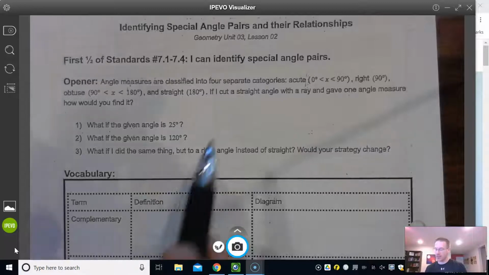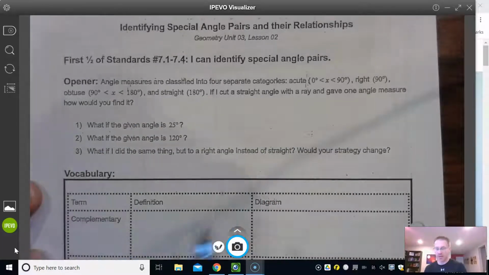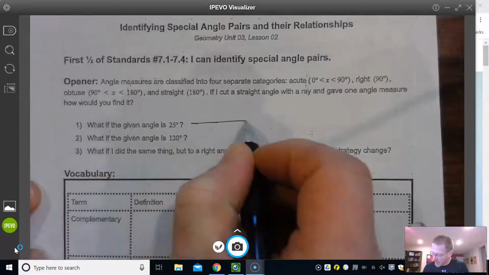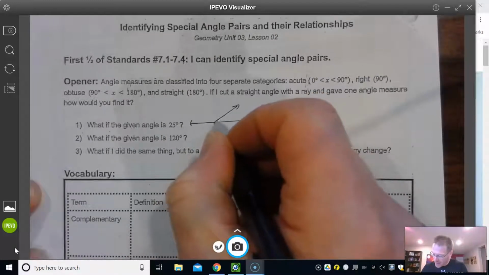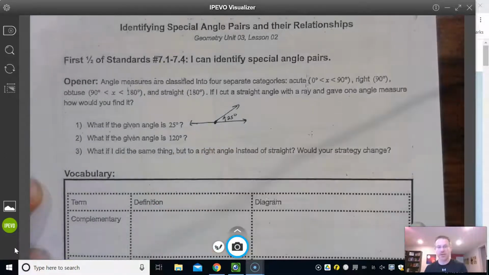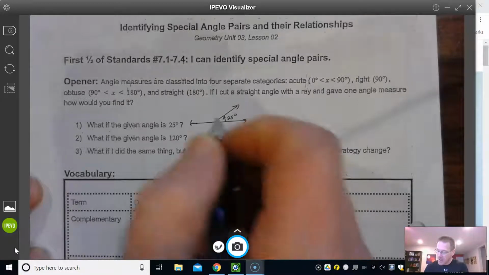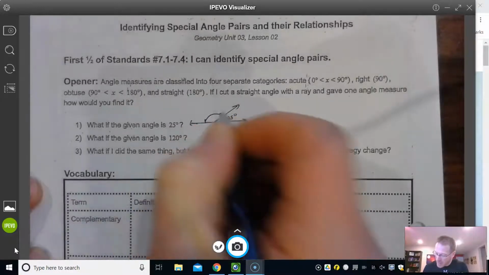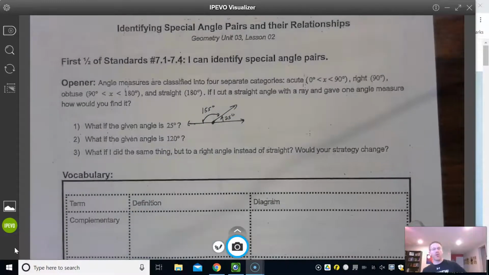All right, so now notice what it says here. If I cut a straight angle with a ray and gave one angle measure, how would you find it? So if we think about the first one here, here's my straight angle, and we cut it with a ray. It just means add a ray somewhere in here. And it tells us that now we create this angle that is 25 degrees. Going back to the prior lesson, we know that a straight angle has 180 degrees. So if this is 25 degrees, then the second angle we would have formed from adding a ray would have to be 155 degrees. Hopefully that made sense, because we know they have to add up to 180 degrees.